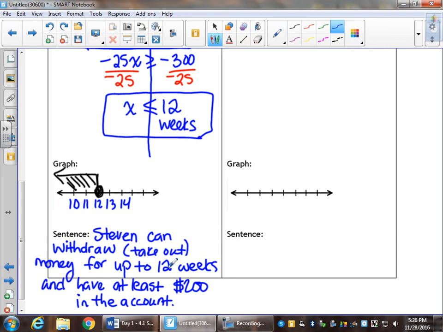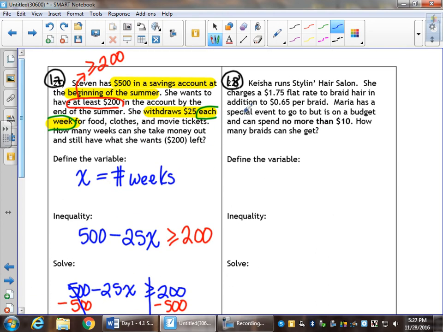So now we don't just have a number that's an answer. We have a range of numbers. We have multiple correct answers. 0, 1, 2, 3, 4, 5, 6, 7, 8, 9, 10, 11, 12 are all answers to this situation. Up to 12. Okay. Let's look at 18.